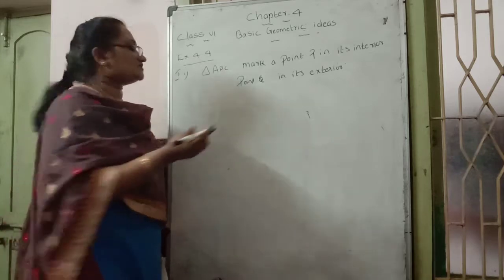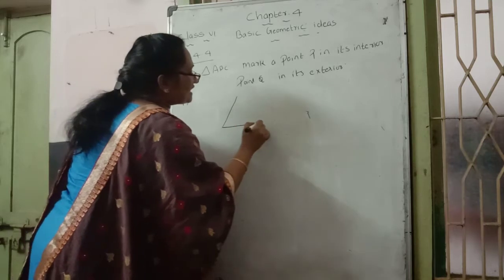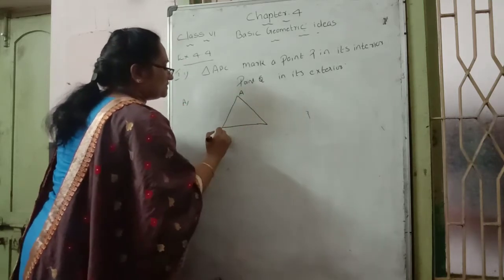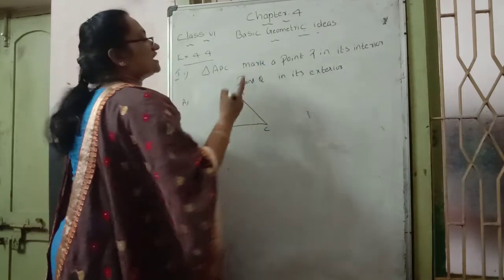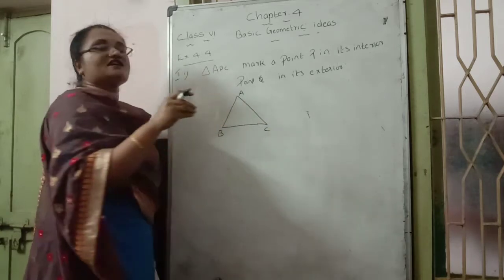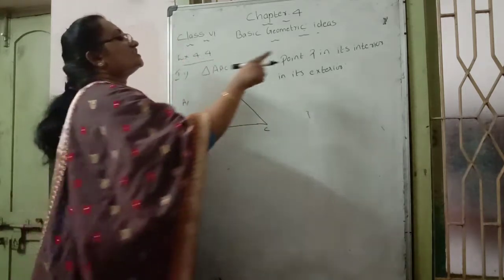Draw a rough sketch. Take a scale and a pencil and draw a triangle. Name it ABC. What do they ask you to find? Interior. Interior means the inside part, and the outside part we call the exterior.